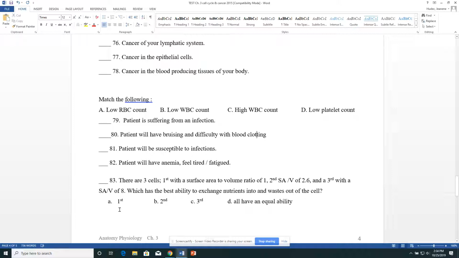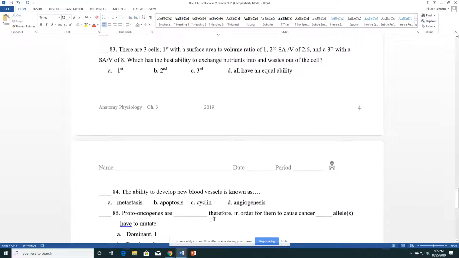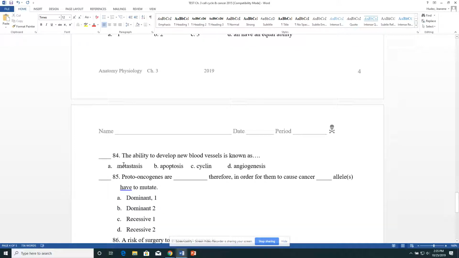A, the first cell with a surface area to volume ratio of 1. B, the second cell with a surface area to volume ratio of 2.6. Or C, the third cell with a surface area to volume ratio of 8. Or D, they all have an equal ability. Question 84. The ability to develop new blood vessels is known as A, metastasis, B, apoptosis, C, cyclin, D, angiogenesis.